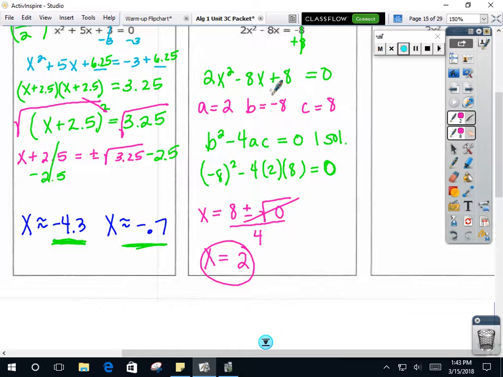Because my b was already a negative 8, so when I plugged it in the formula, a negative 8 became positive 8. Because the formula is negative b, so if your b is already negative.